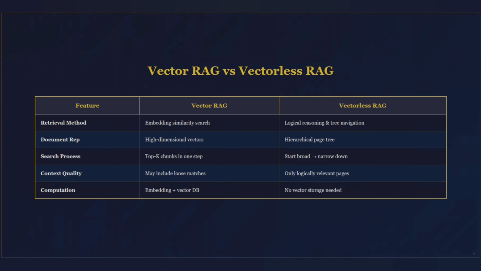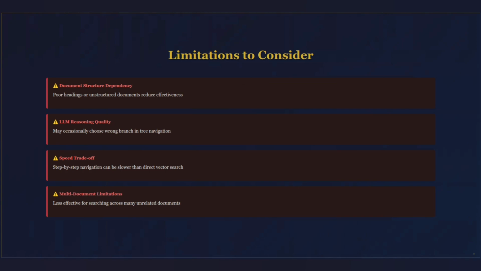The winner depends on your use case, but for structured documents with clear organization, Vectorless RAG is often superior. Now, let's be honest, Vectorless RAG isn't perfect for everything. It depends heavily on document structure. Poorly organized documents with bad headings will reduce effectiveness. It relies on the LLM's reasoning ability, which can sometimes choose the wrong branch. Tree traversal can be slower than a simple vector similarity search. It's less effective for searching across many unrelated documents. Performance drops with unstructured or poorly formatted content. So choose your approach based on your specific documents and requirements.